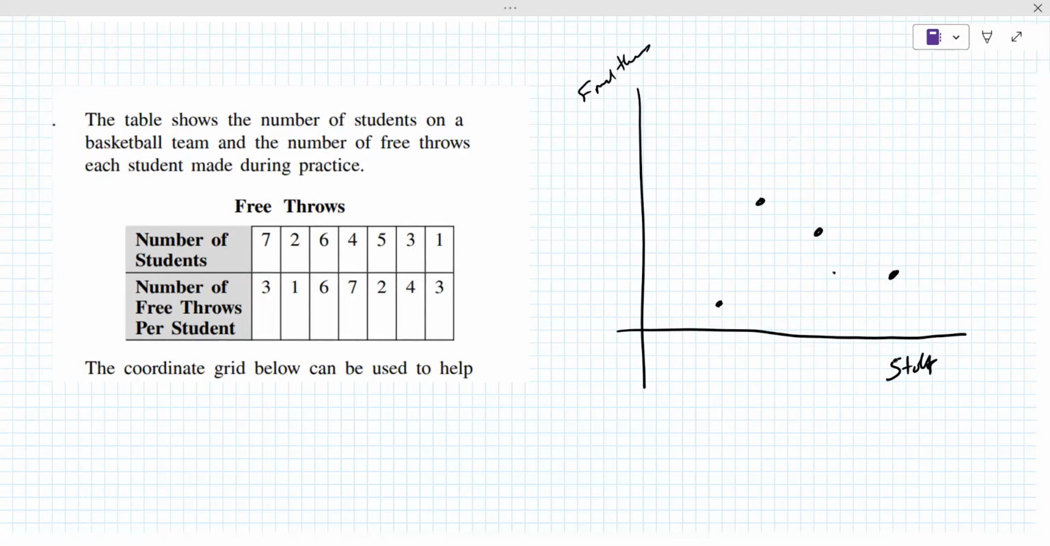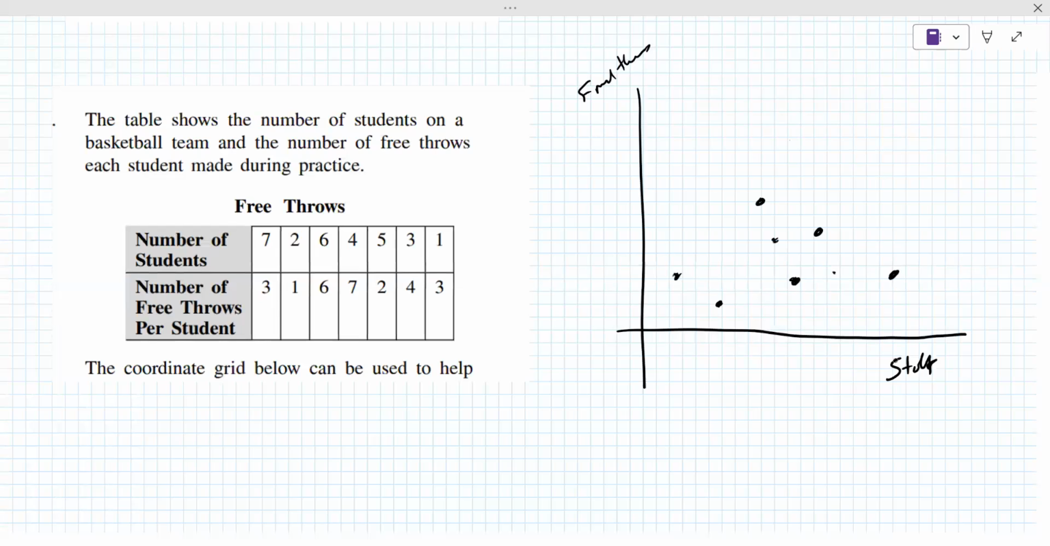So this one I probably should have done a little more accurately, but there's that. 3 4. Let's see. I guess that'd be somewhere in there. All right, and then 1 3. Okay. So this one's tough here.